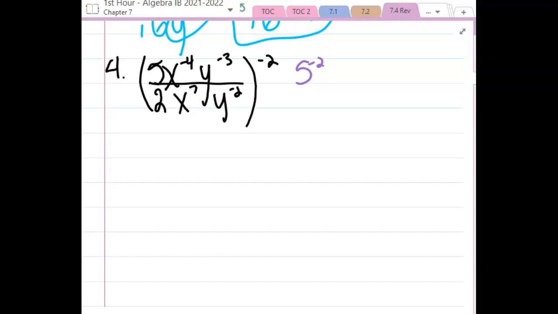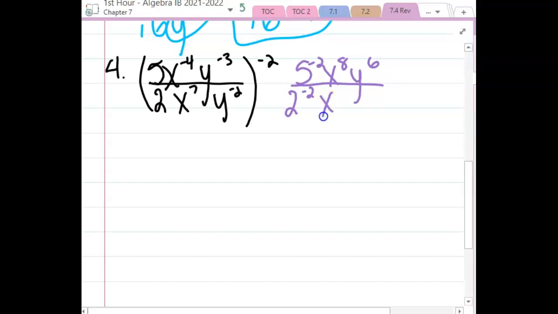Now, with the x's and the y's and these exponents here, you're going to multiply all of these by -2. So -4 times -2 would give me x to the 8th. -3 times -2 would give me y to the 6th. In the denominator, I'm going to take 2 to the negative second. And remember, I can't evaluate that. If you have a number raised to a negative exponent, you can't evaluate that, so just leave it for now. The x, 7 times negative 2 would give me x to the negative 14th. And the y is negative 2 times negative 2 would give me y to the 4th.